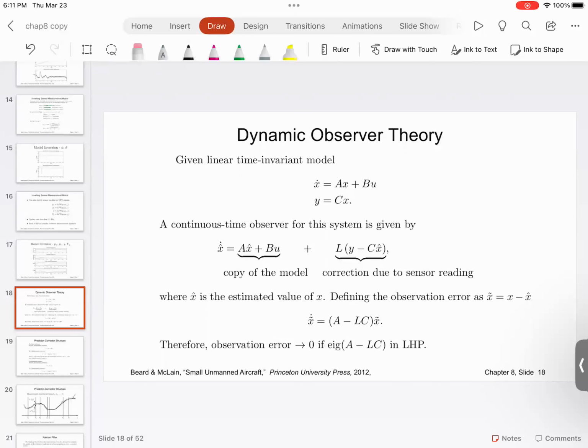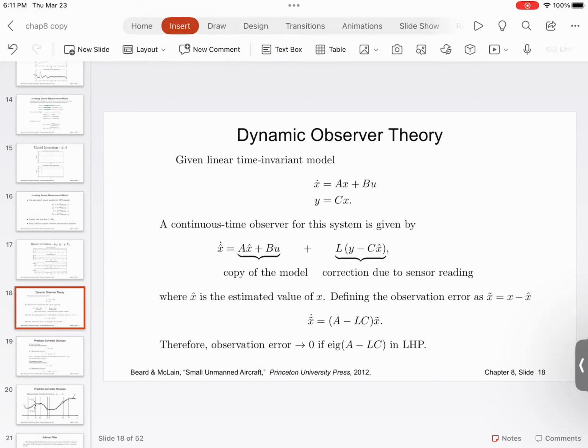So first and foremost, let me set the stage for Kalman filtering. So what is Kalman filter? And what I want to talk about is why is Kalman filter needed? So let me set the stage.